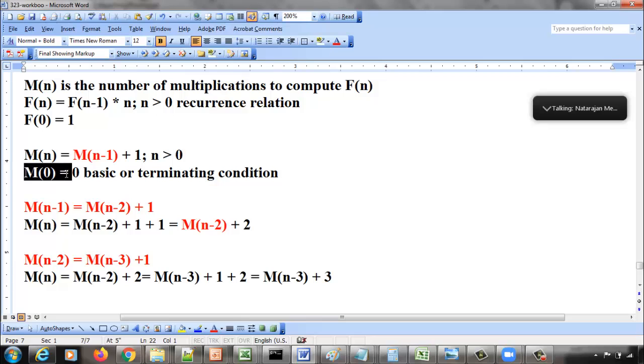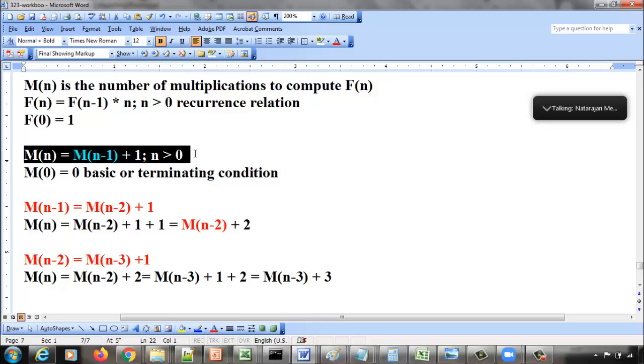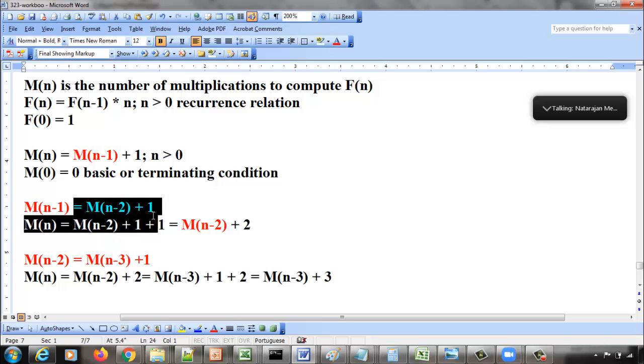So this is called the basic or terminating condition, and this is the actual recurrence relation that you have to solve. Now we solve this by the induction approach, simply by reducing it to lower-order terms. Instead of n, I am going to replace it with n minus 1. So here, instead of n minus 1, that is n minus 1 minus 1, which is M of n minus 2, plus this 1. Then I replace M of n minus 1 with M of n minus 2 plus 1 in this recurrence relationship. So I get M of n equals M of n minus 2 plus 1 plus this 1, so that is M of n minus 2 plus 2.